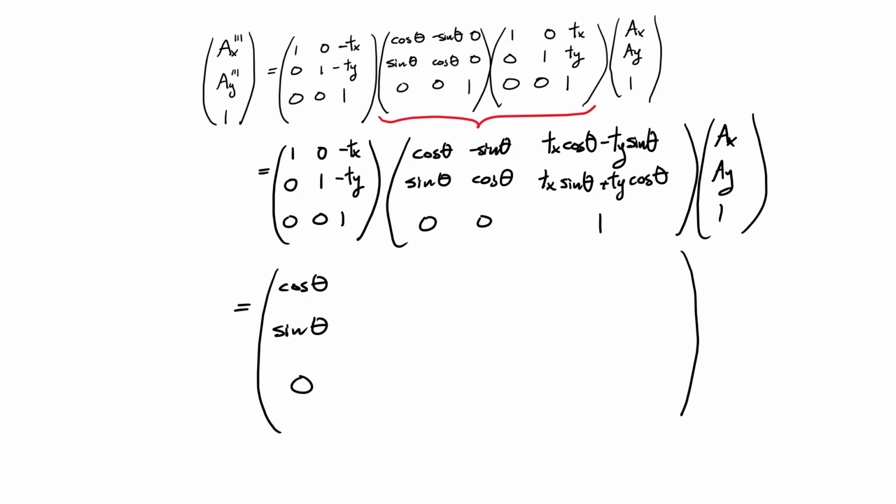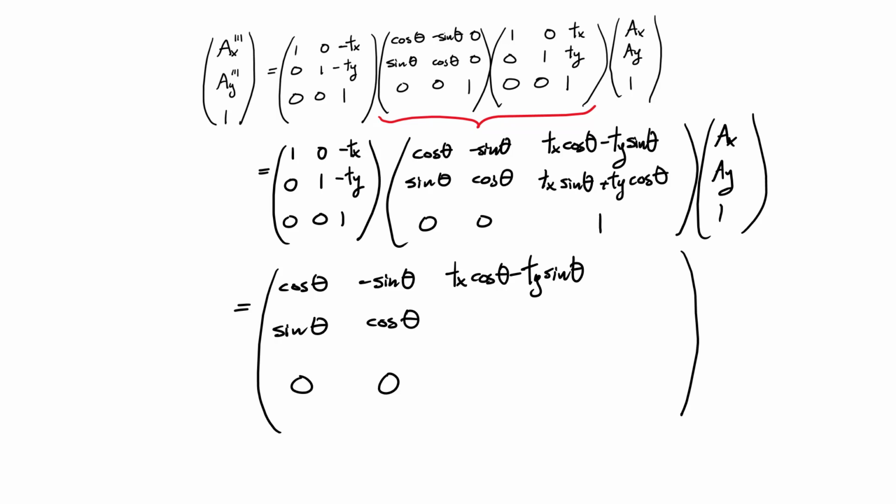This here becomes minus sine of theta. What else? Cosine of theta. So that first bit's pretty straightforward. It's the last one you have to be the most careful with here. Okay, so here we're going to have, again, the last column multiplied by each row here. So here you have Tx cosine of theta minus Ty sine of theta.